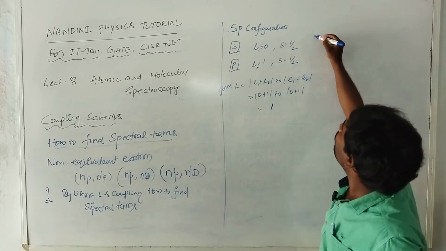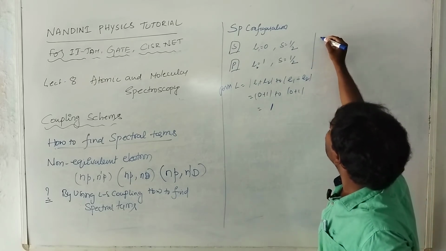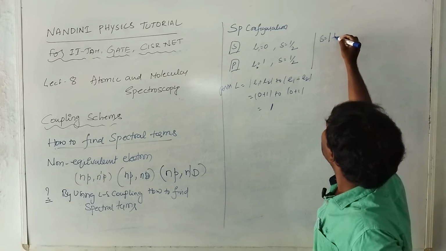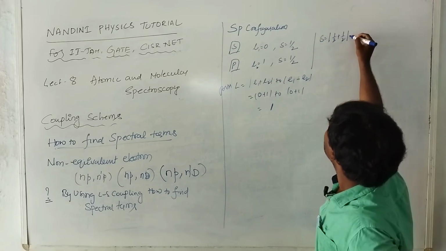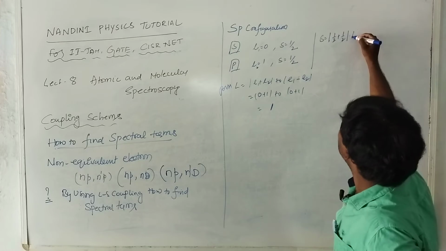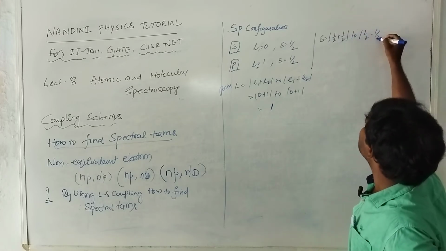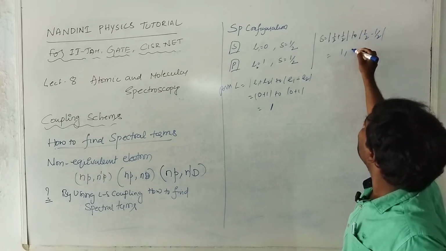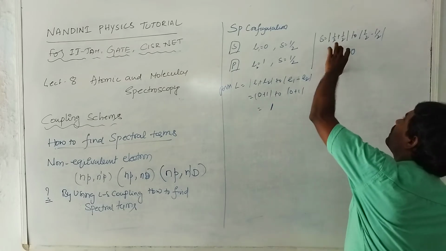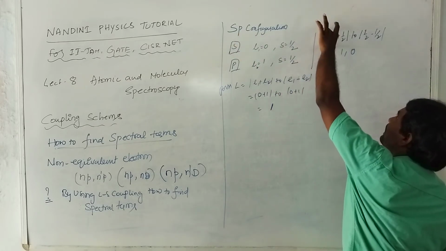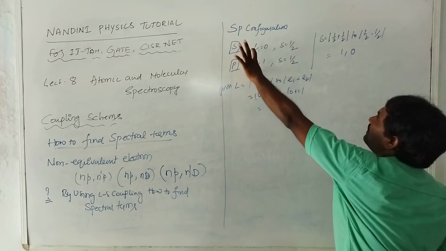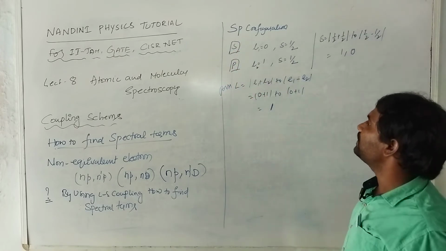Okay, now what about the possible values of spin? The possible values of spin S are plus half plus half, and plus half minus half. These are the possible values, so this is nothing but 1, 0. So for this combination, the spin angular momentum is 1, 0, and the orbital angular momentum is only 1.